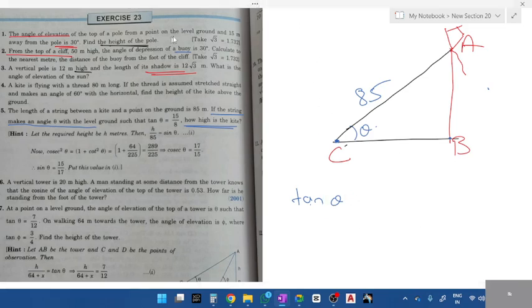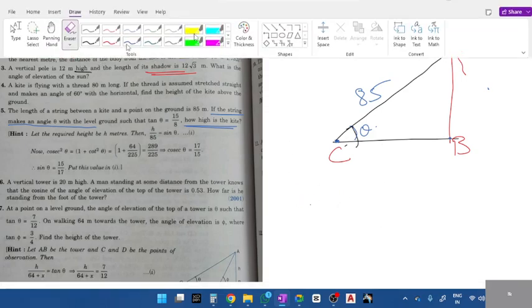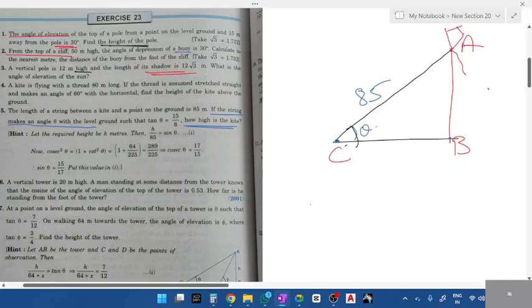Okay, so keep tan theta as it is. They have mentioned the tan theta value. Write tan theta. What is the tan theta formula? Perpendicular by base. Here 85 is given. h by 85. Okay, we'll keep the ground level such that tan theta is 15 by 8. Keep this tan theta as it is.